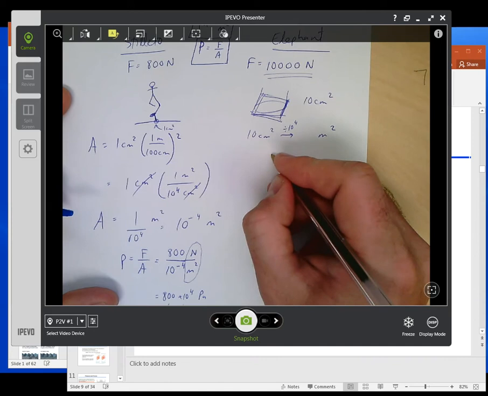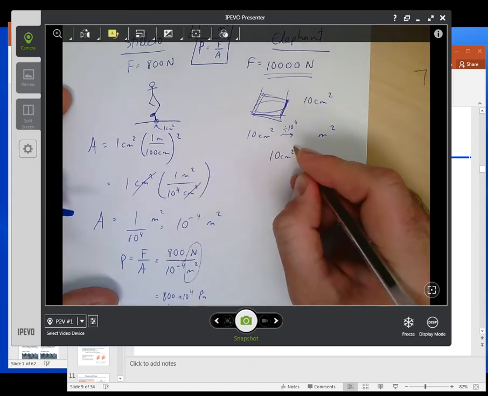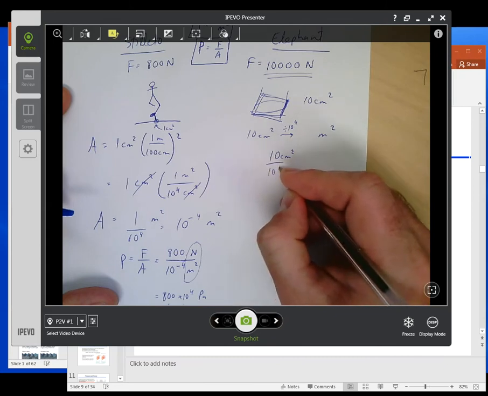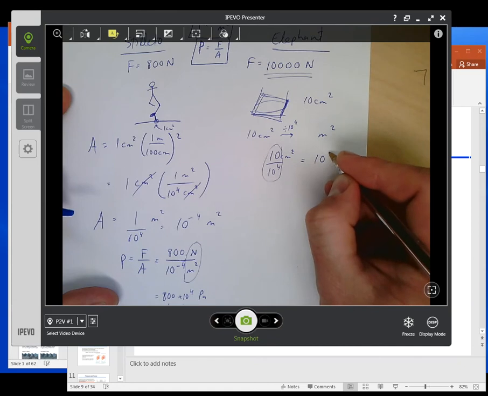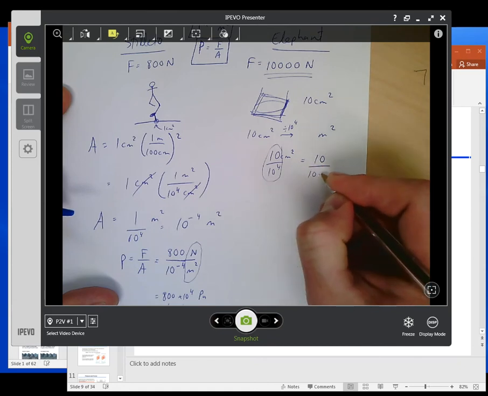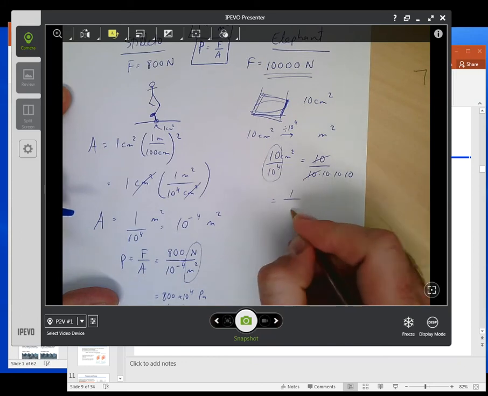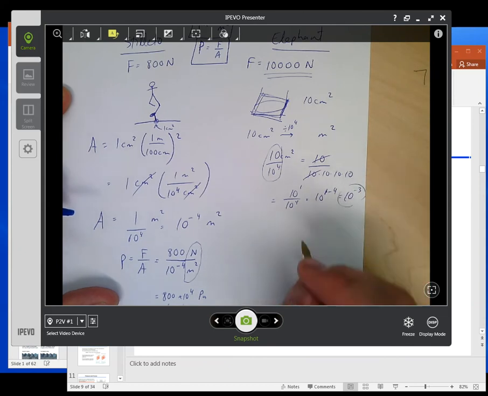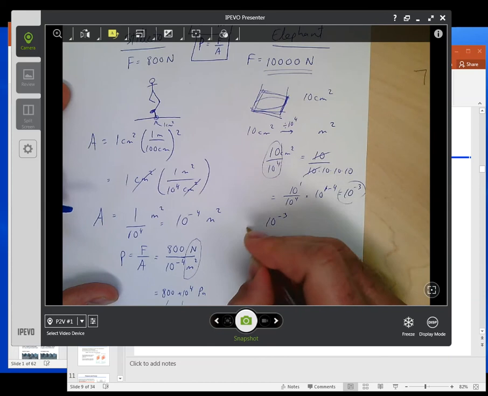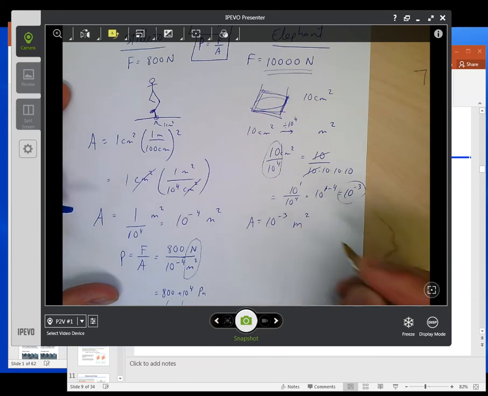So 10 square centimeters, I could also do this multiplying trick here, but if we just divide by 10 to the 4, then I'm going to get, what is this? That's 10 divided by 10 times 10 times 10 times 10. So you can see that this is 1 over 10 to the 3. I can also do this as 10 to the 1 over 10 to the 4. That's 10 to the 1 minus 4, or 10 to the minus 3. Okay, so we have 10 to the minus 3 square meters as our area.